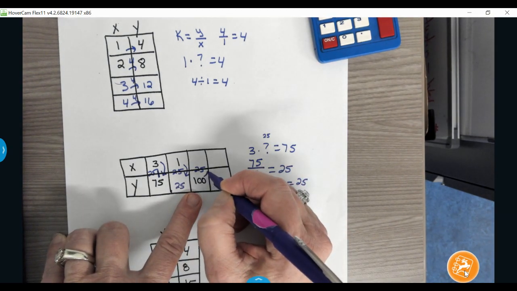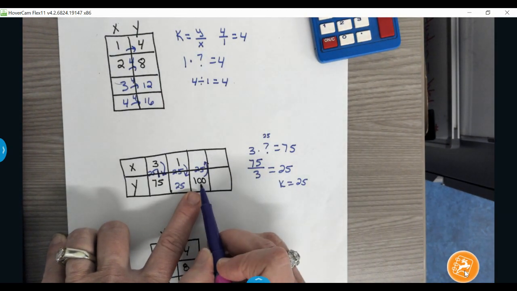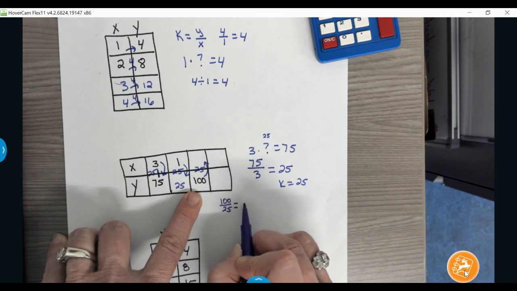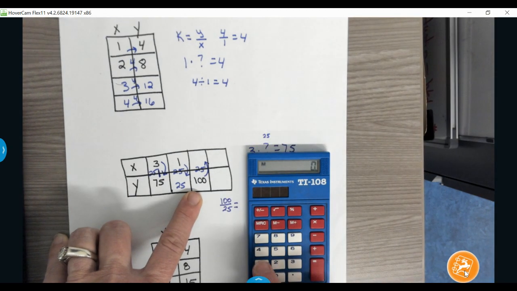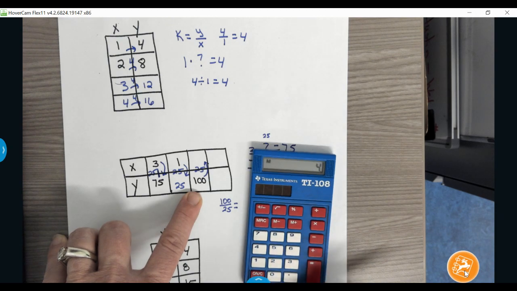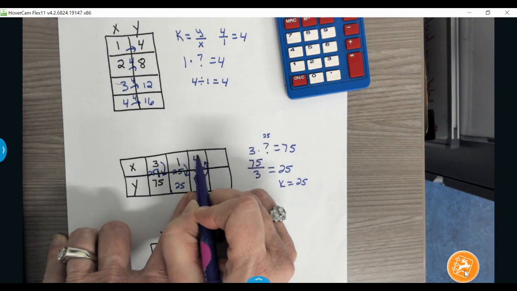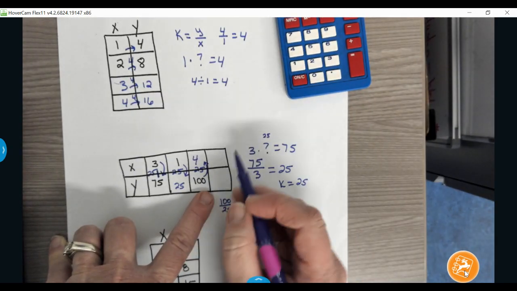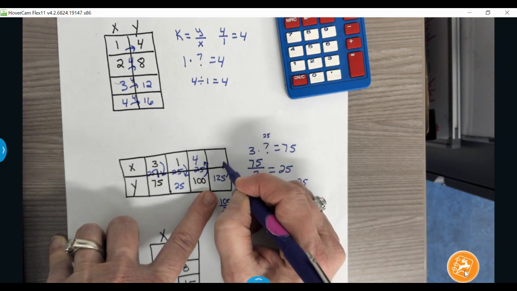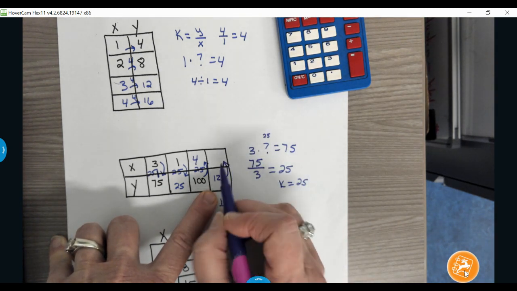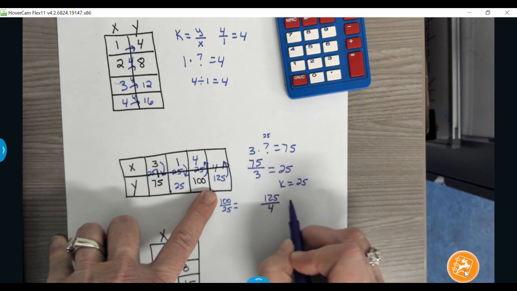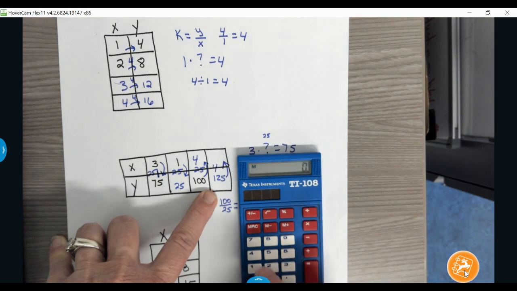Now this one I'm going a different direction, right? So it's 100 divided by 25. And on my calculator, if I took 100 divided by 25, I'm going to get 4. So my answer is 4. Now let's put 125 here because this one's a little bit harder. So I'm going the opposite direction of the multiplication. So I'm going to go 125 divided by 4.